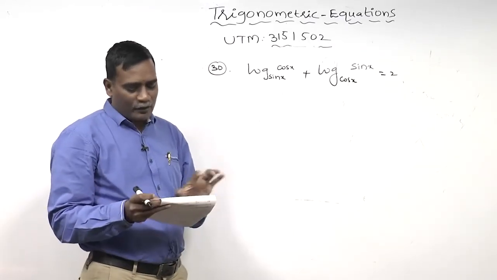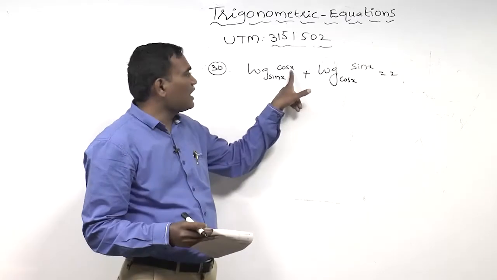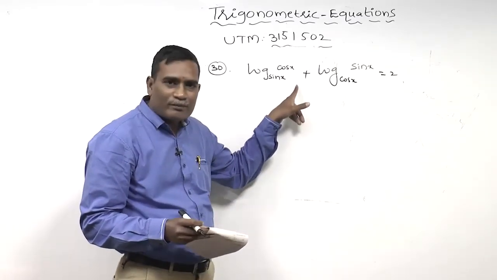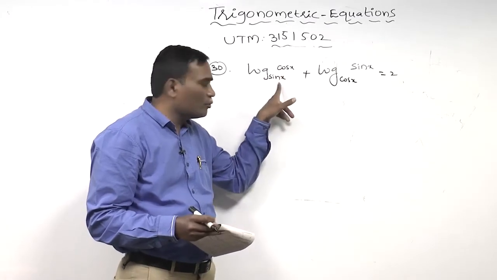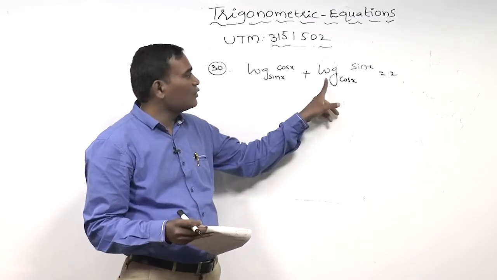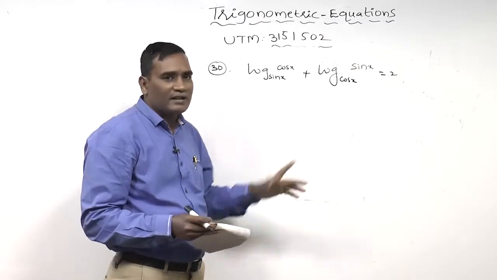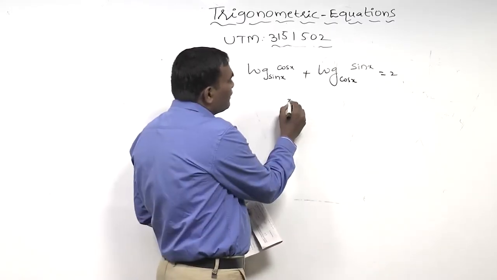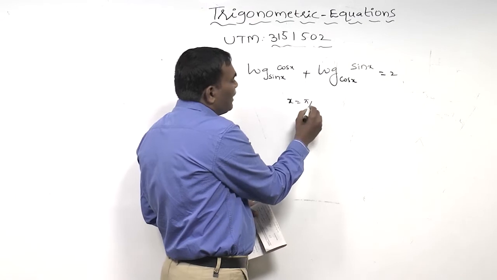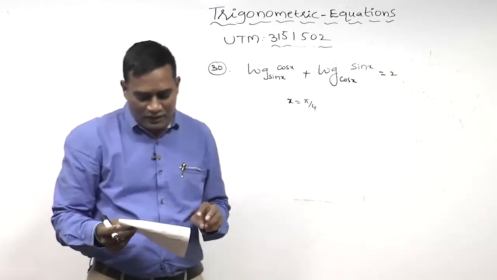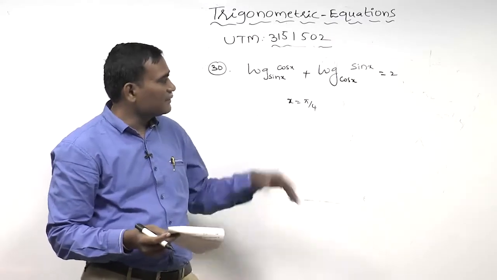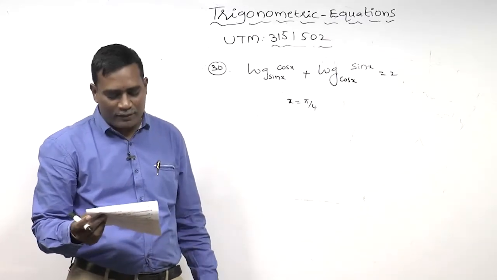Pi by 3, pi by 4. See, if you write pi by 4, cos pi by 4 and sin pi by 4 are both the same, 1 by root 2. Log of 1 by root 2 to the base 1 by root 2 is 1. Here also 1. 1 plus 1 is 2, satisfied. That's why the answer is x is equal to pi by 4. Pi by 4 satisfies the equation. That's why the answer is x is equal to pi by 4.